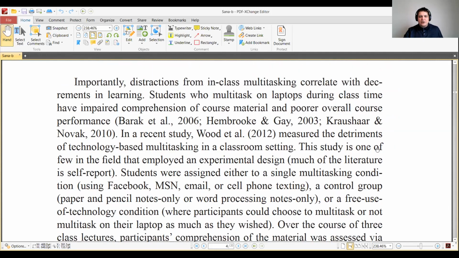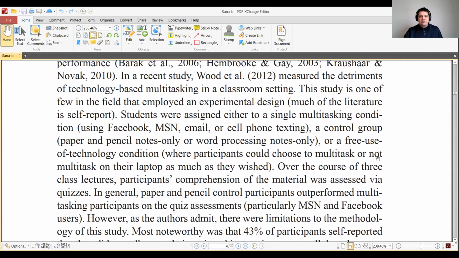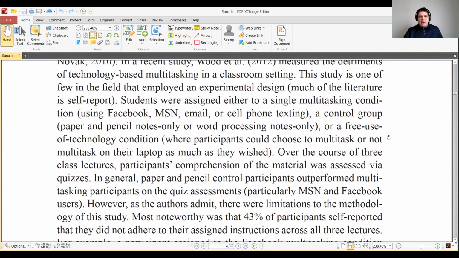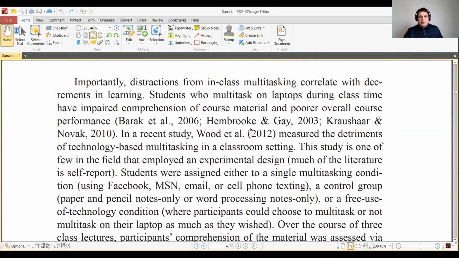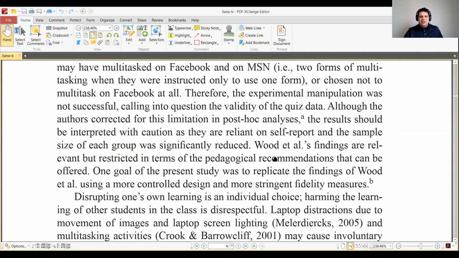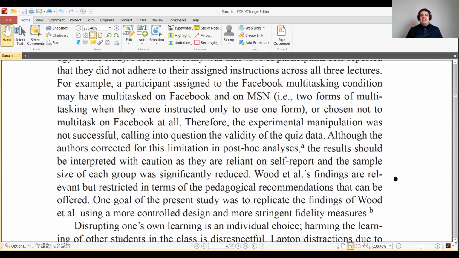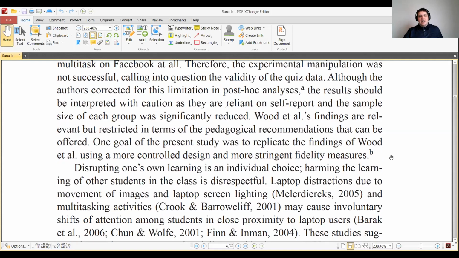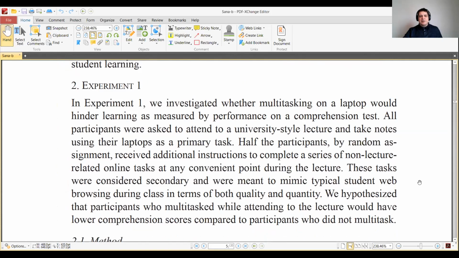As they go to describe their work, get into their design and their methods, they're still citing some sources, but notice this is kind of where the citations taper off. There's not a lot of citations here, just a couple there, but they do highlight Wood's findings are relevant but restricted in terms of the pedagogical recommendations that can be offered. One goal of the present study was to replicate these findings using a more controlled design and more stringent fidelity measures. So they're basically saying that the previous work was good and helpful, but they want to do a little bit better job here. And then they get into the actual experiments there.